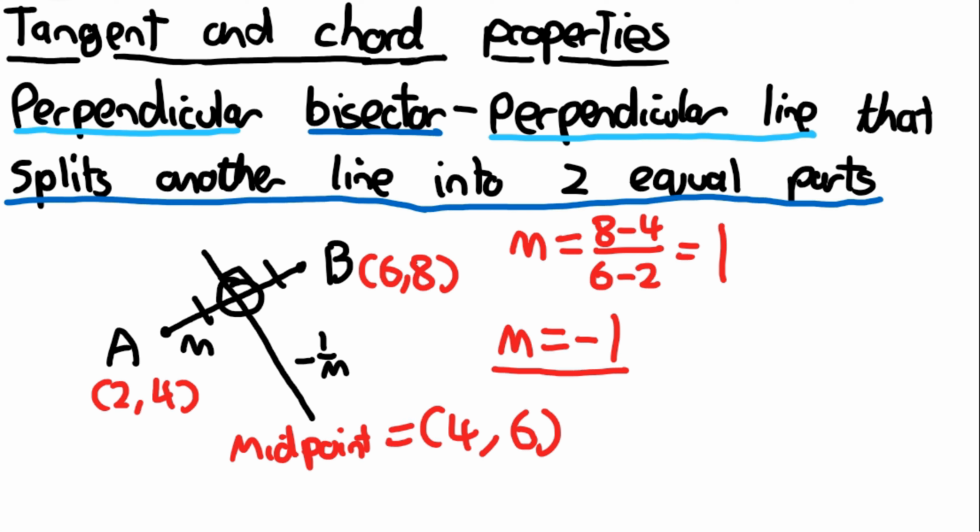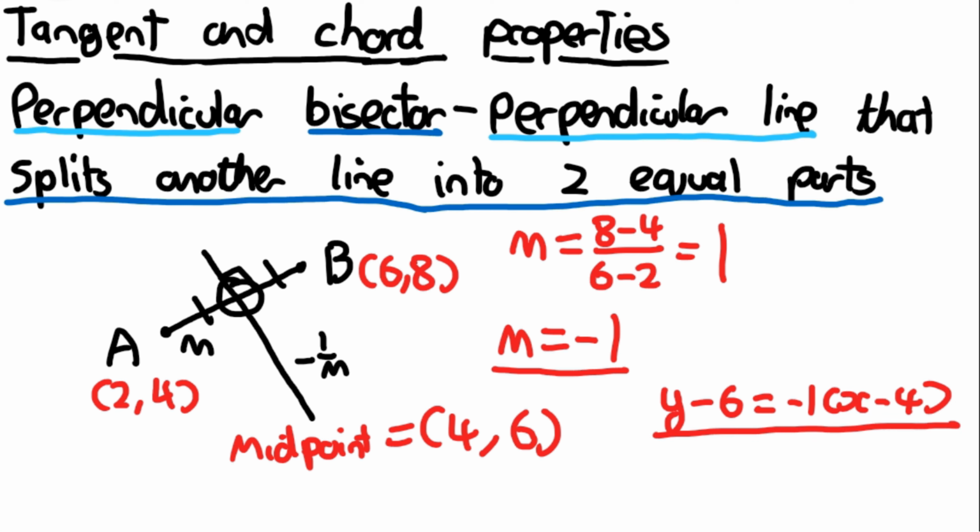So therefore we can write the equation of the perpendicular bisector as y minus 6 is equal to minus 1 times (x minus 4), and then you can further simplify this and put it into the form ax plus by plus c is equal to 0. But this is an equation of the perpendicular bisector.